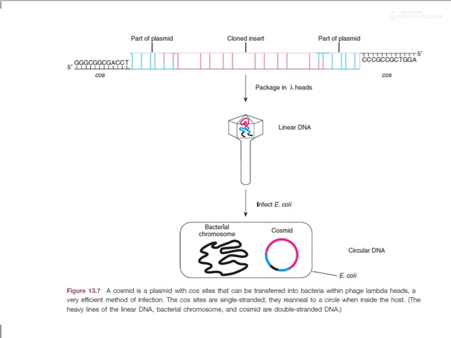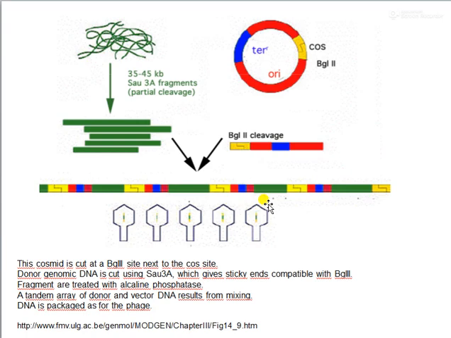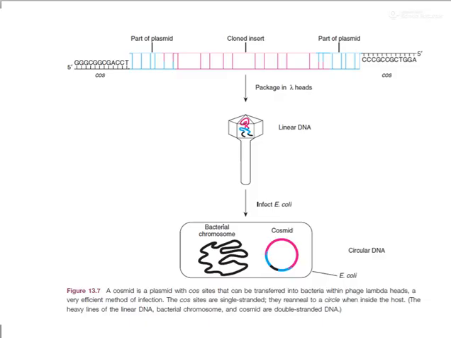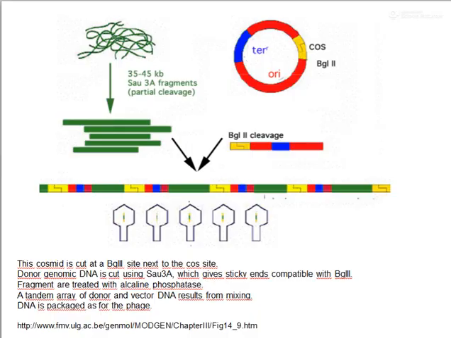Now, in the case of a higher version of this, I just showed you a small segment of DNA. Here, if you have multiple sequences of DNA to be incorporated, say a whole genome digested by Sau3A so that 35 to 45 kb segments are formed, and this is a cosmid vector which you have cut using BglII. Sau3A and BglII will give the same type of sticky ends; they give compatible sticky ends with BglII. So though they have been cut by two different enzymes, they have formed sticky ends, and as a result, you can clone it and then put it into a phage vector.